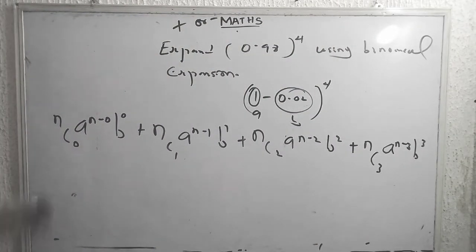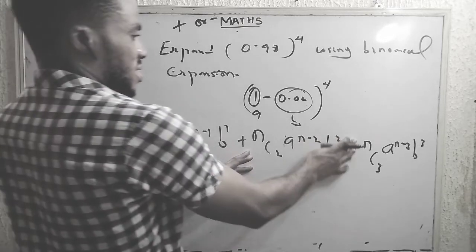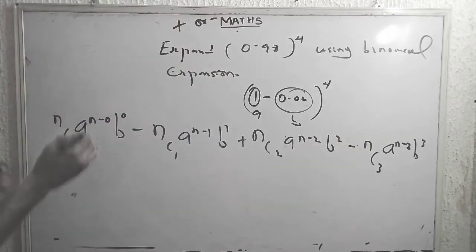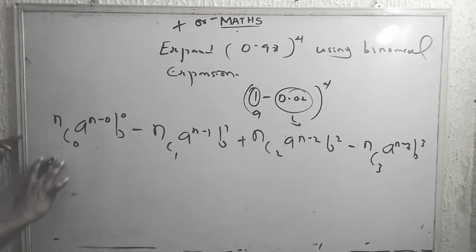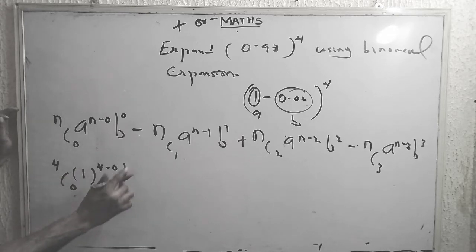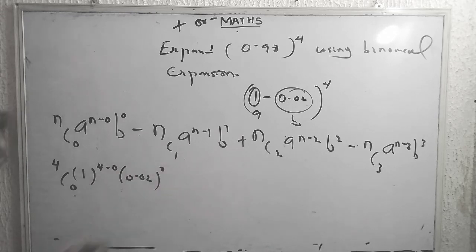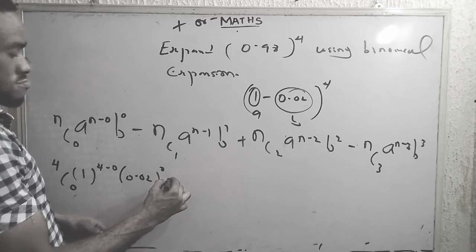So all I have to do is to substitute these values into this, then I'm done. But remember, the signs have to alternate. So if here is plus, automatically here should be negative, and here is plus, here should be negative. So to compensate for that, what will I do now? I'll substitute them. So my n is 4. I have 4 combination 0, A is 1 to the power 4 minus 0, B raised to the power 0, that's 0.02 raised to the power 0.